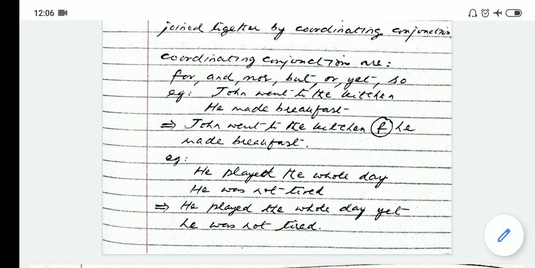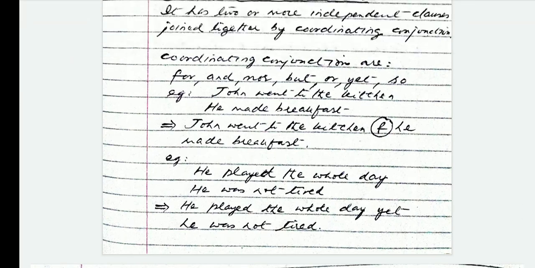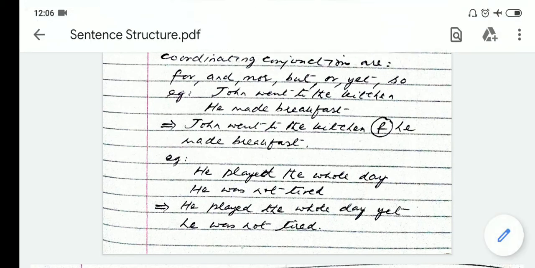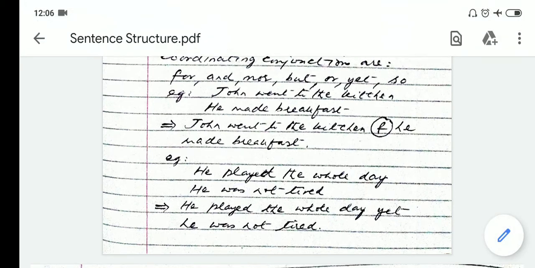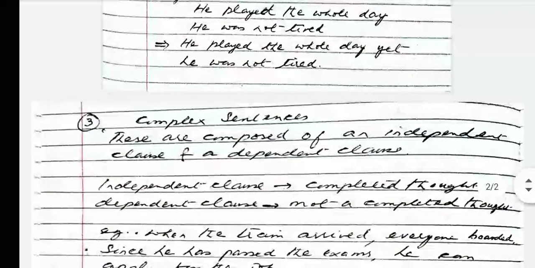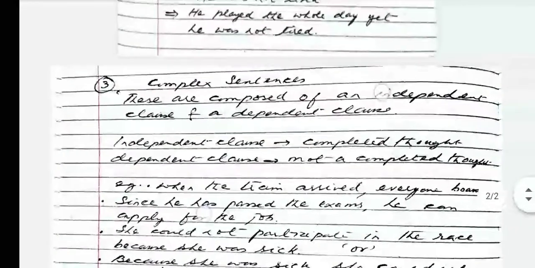There is a subject, and there is a verb, and there is a complete thought. And when we combine these two sentences, he played the whole day, yet he was not tired, this will form a compound sentence. Now let's see what is a complex sentence.